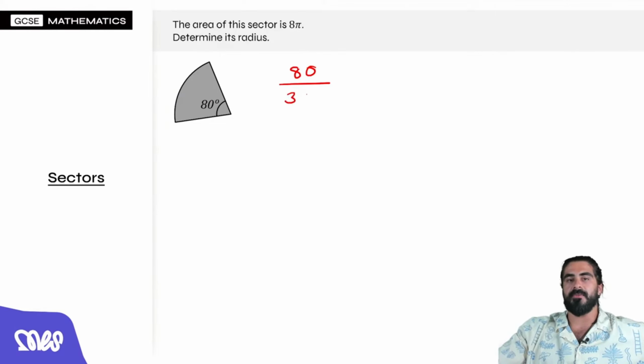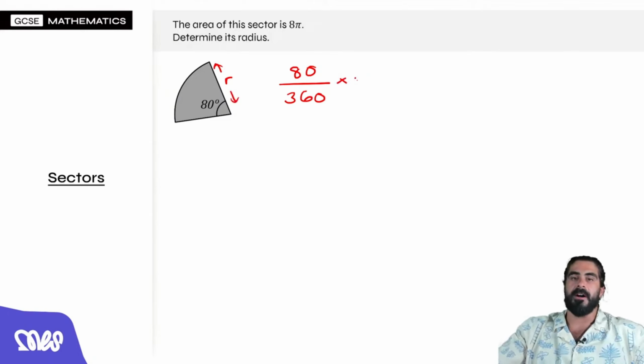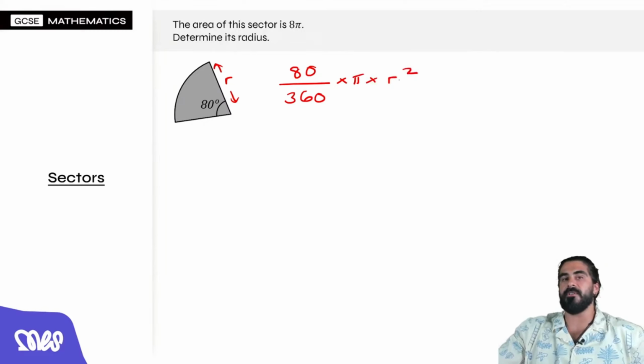We divide by 360. Now the only thing we don't know is the radius, right? So we can't say what the radius is. So it'll be pi times the radius squared. So this is the only thing that we don't know here. We're talking about the area now, rather than 2 pi r. Now they're saying that equals 8 pi.